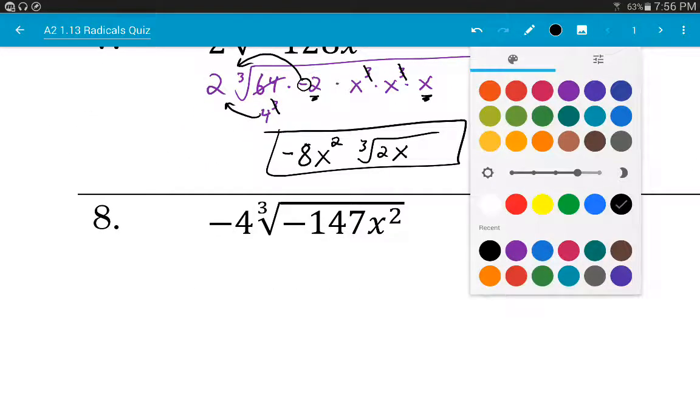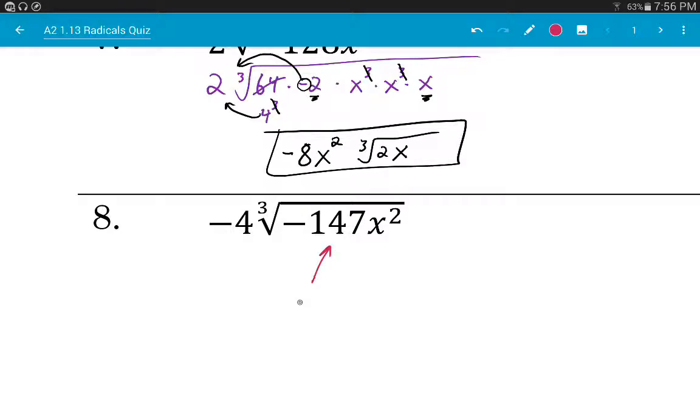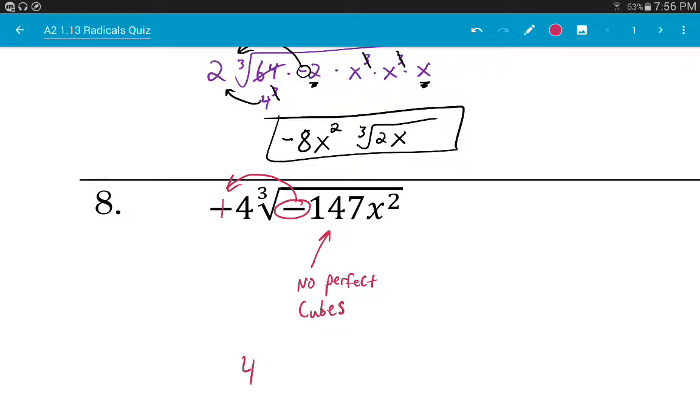Question 8. There are no perfect cubes that go into this. And this 2 is not big enough to get that x out. Right? The bouncer's not going to let him in. He does not have a 3. The only thing we can do is take out the negative sign, which would flip this into a positive. So my final answer should be 4 cube root of 147x squared.